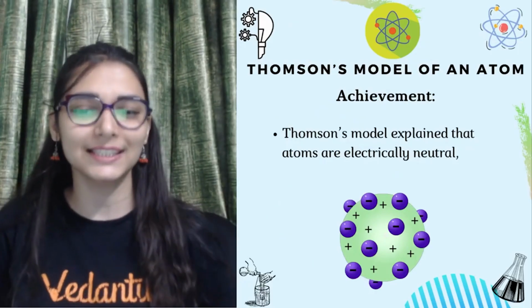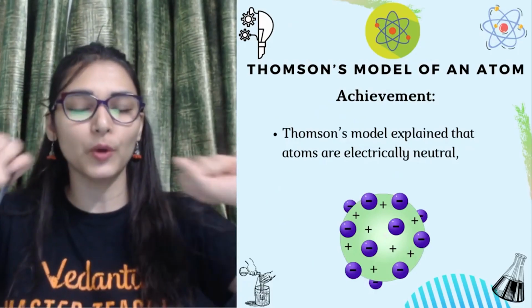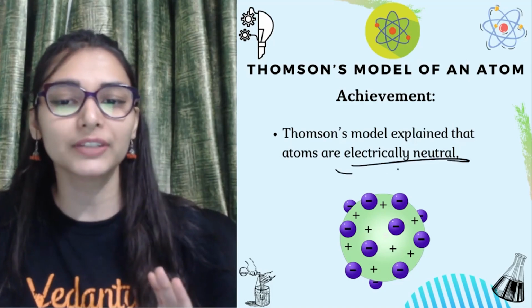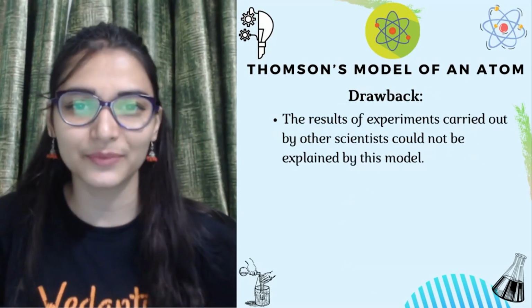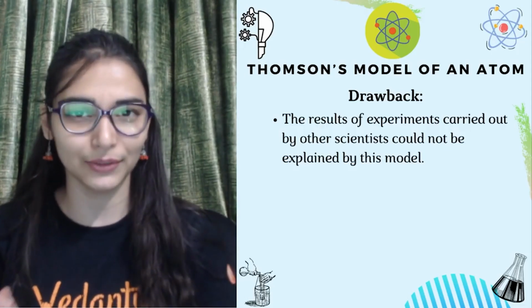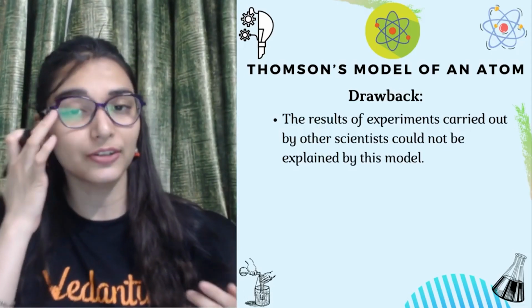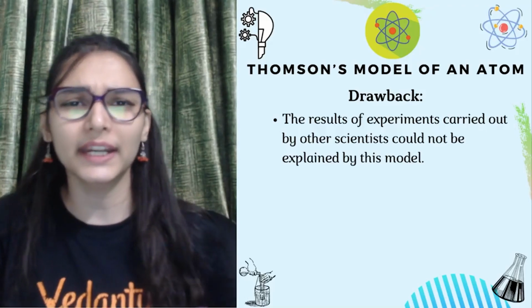He compared it in the same way, because he said that total positive and negative charge would be equal. So that means the model explained the neutrality of the atom. The atom as a whole is electrically neutral, but what were the limitations? That it was a theoretical model.